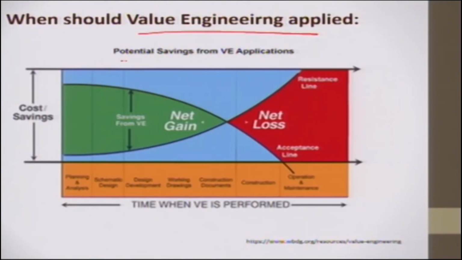The potential savings for value engineering is maximum if it is applied in the initial phase only. In the planning and analysis phase, if it is applied, the savings are maximum. In the planning, we review the program, we perform a function analysis of the facility or of the resources which are available, and where the maximum cost is. So this illustration is for the construction site.